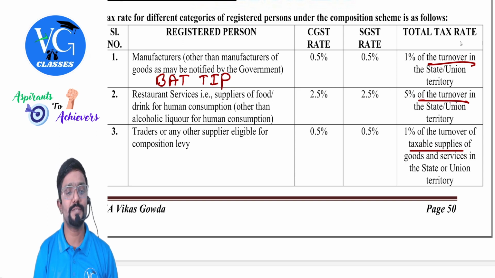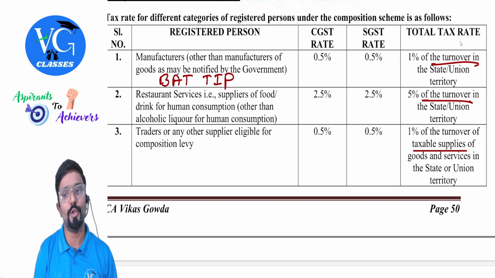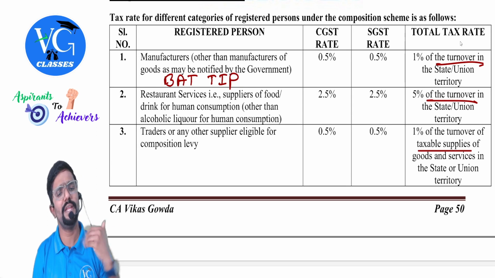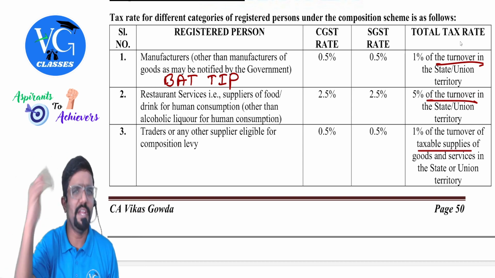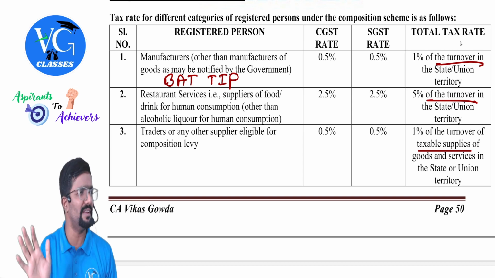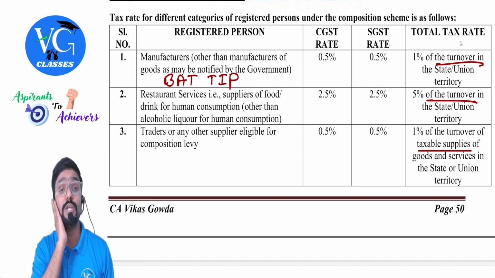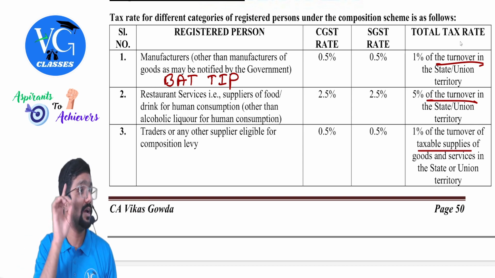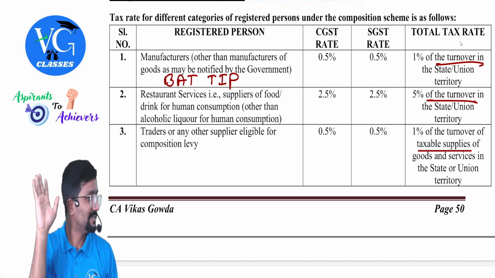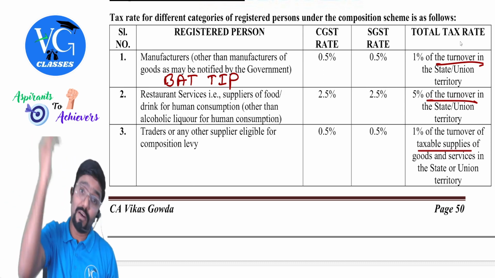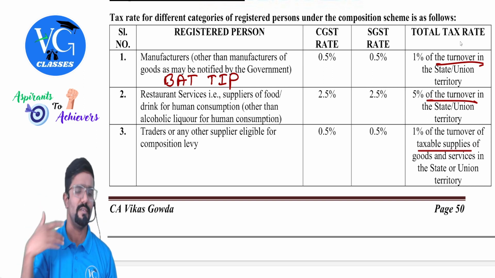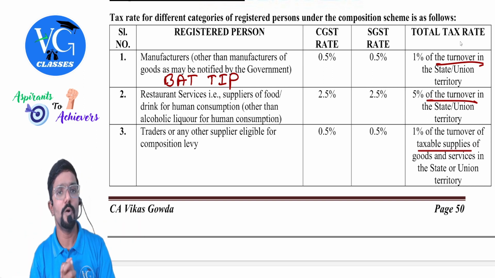You cannot. Whereas for trader, was there any point like that? No. You can observe trader or any other supplier eligible for composition scheme. So trader of any goods under the sky, they're eligible. And any goods under the sky, let me not use that word, because non-taxable supply is outside. Clear? Non-taxable supply is outside. Anything which is covered under GST, if you are supplying it, you can follow composition scheme.